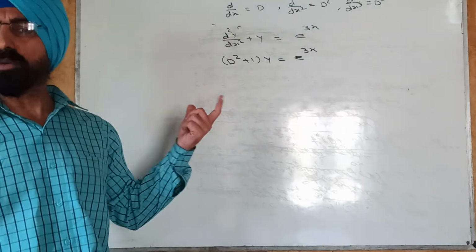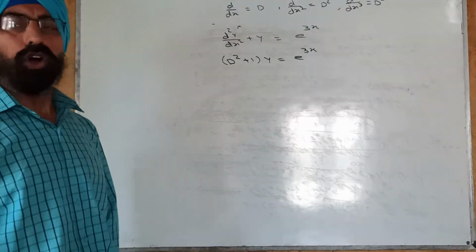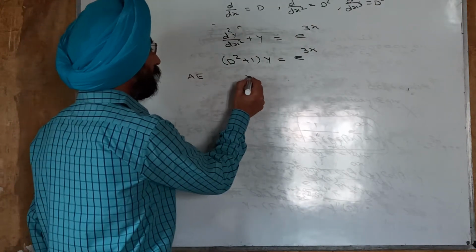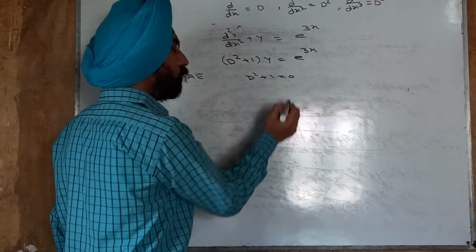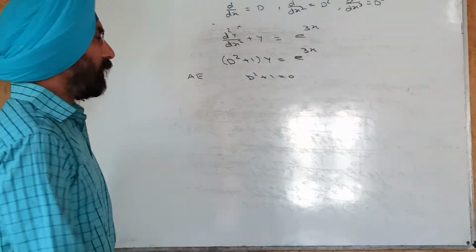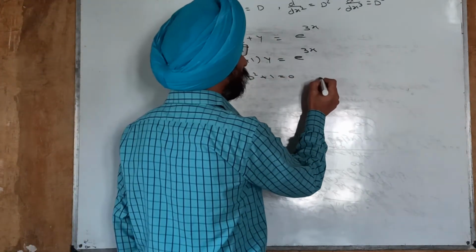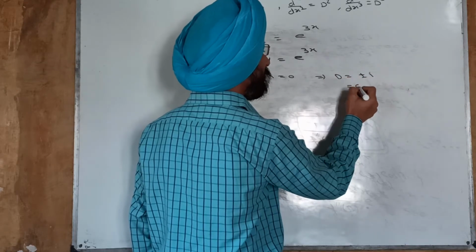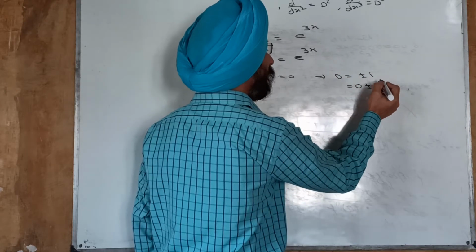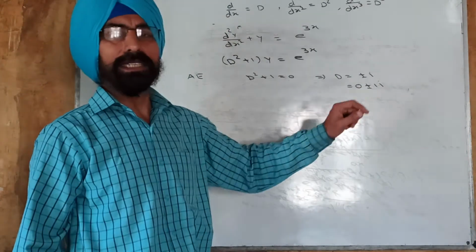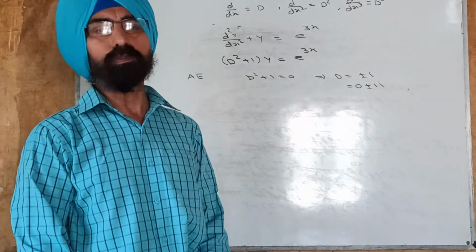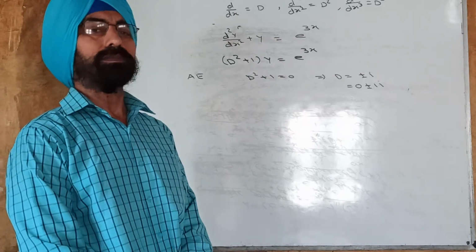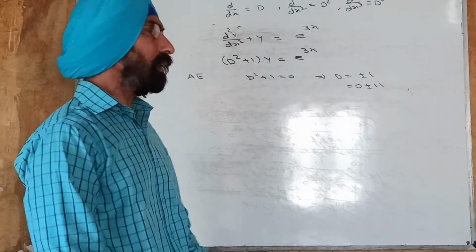It is in the symbolic form. Now, its auxiliary equation will be D² + 1 = 0. And you know that the roots of this equation are D = ±i, you can say 0 ± 1i. So α ± iβ, that means complex roots and conjugate pairs. So what will be the solution? What will be the complementary function?